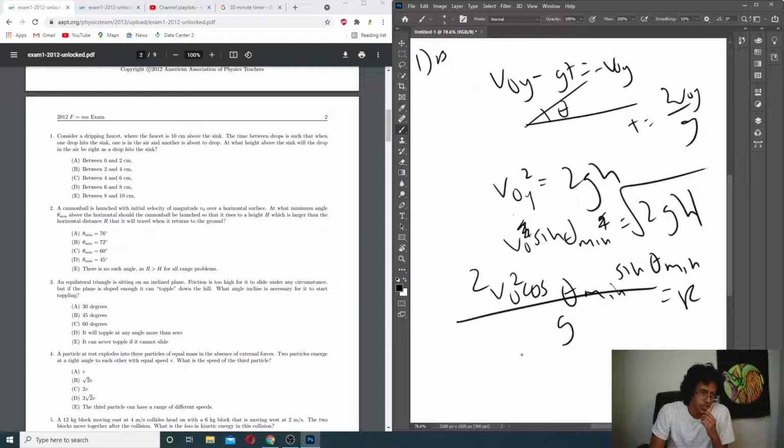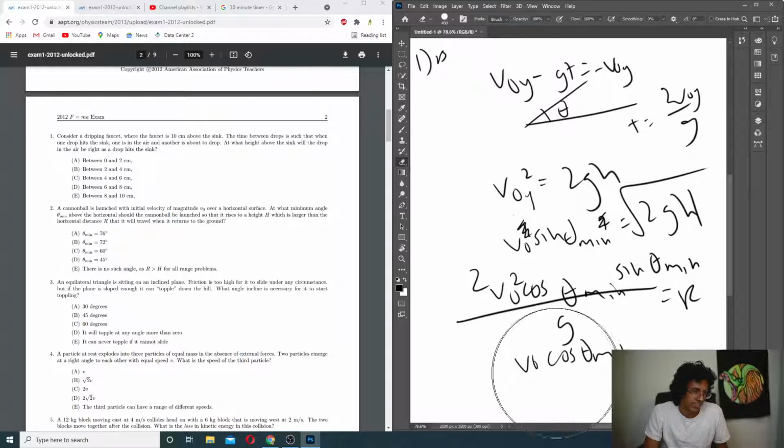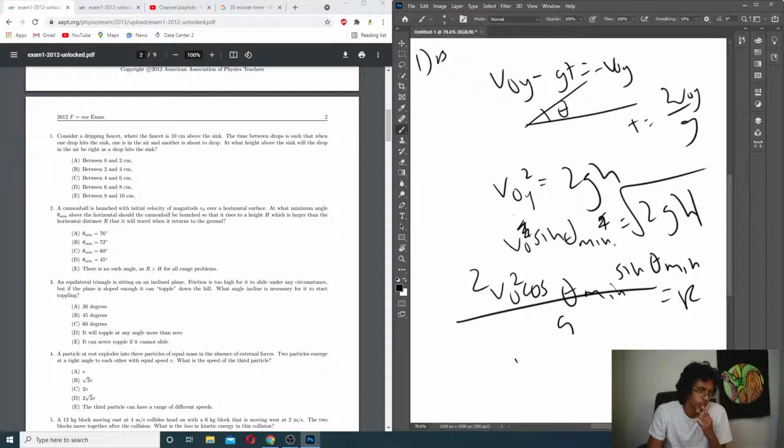So essentially we have v0 cosine theta min over, wait, what? Let's see. So we can substitute this in here, right?